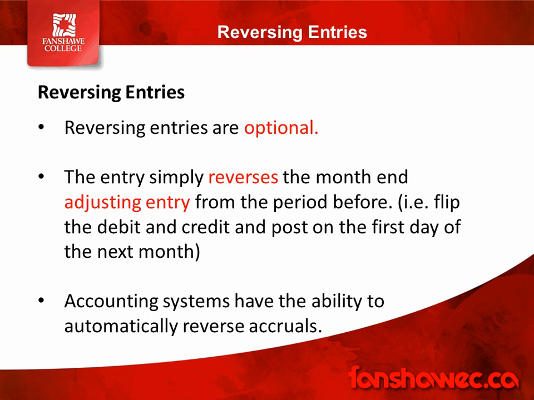So if we accrued, and the example we'll use here is wages payable. If we accrued wages payable at the end of the last month by debiting wage expense, crediting wages payable, the reversal is just the exact opposite. To reverse that, we debit the payable and credit the expense. Basically what you're trying to do is just offset exactly what you did at the end of the last month.